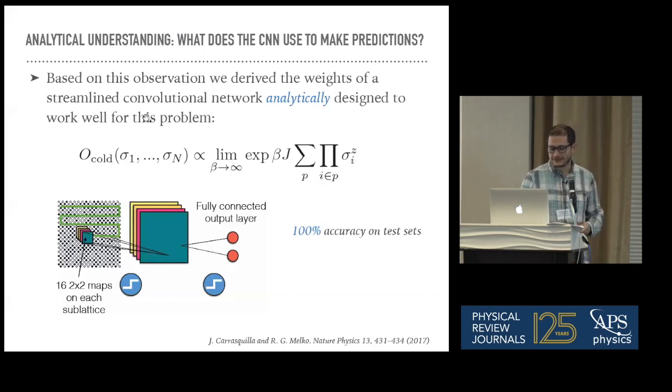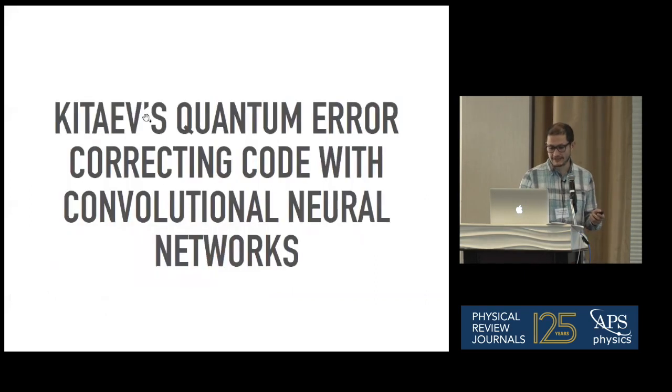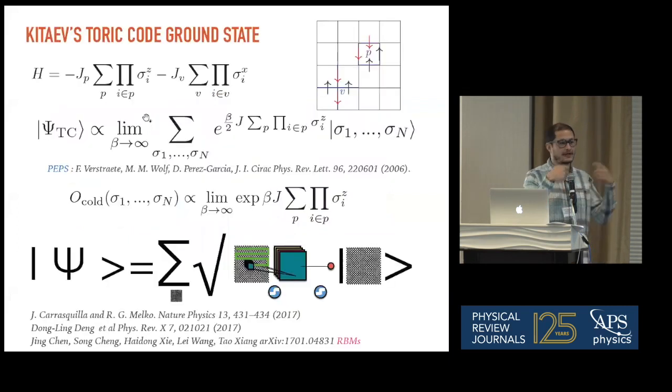Okay, so I have a lot more to say. So this is where I got to quantum states, right? What we realized is that this neuron that classifies the ground states of this classical system behaves like the ground state of the quantum error correcting code that Kitaev introduced. Okay, so this is where it connected the classification problem to the Kitaev toric code. So what we found out is okay.